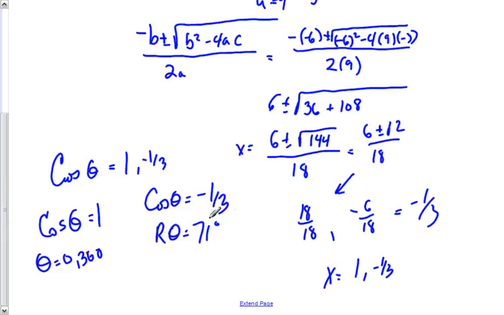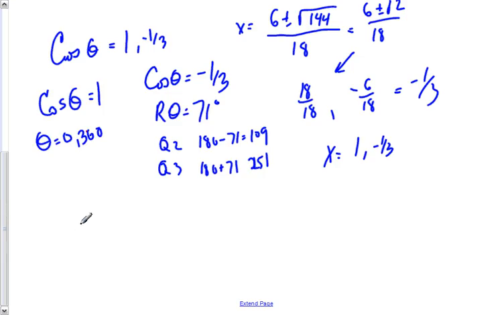That is not an answer because cosine was negative. Cosine is negative in quadrants 2 and 3, using All Students Take Calculus, so 1 and 4 is positive. So if I have 71, quadrant 2 is 180 minus 71, and quadrant 3 is 180 plus 71. So if I do that, I'm going to get 109, and over here, 251.